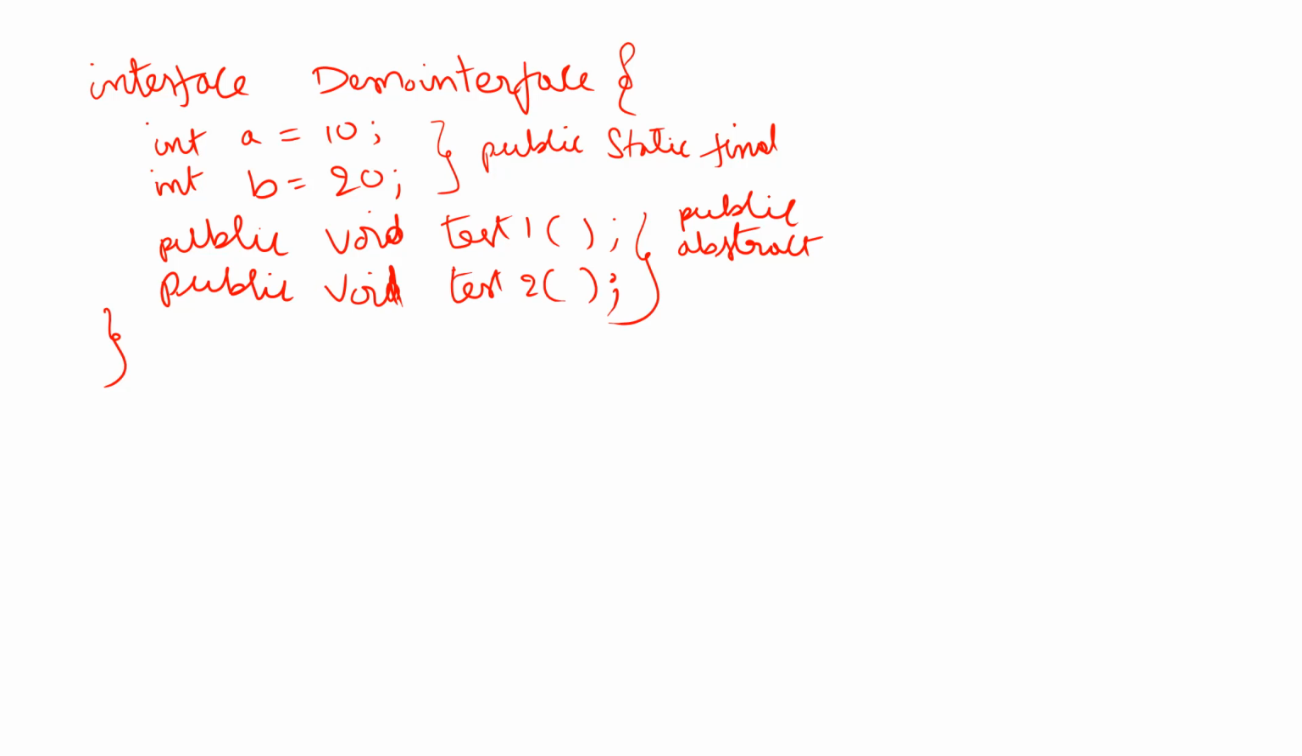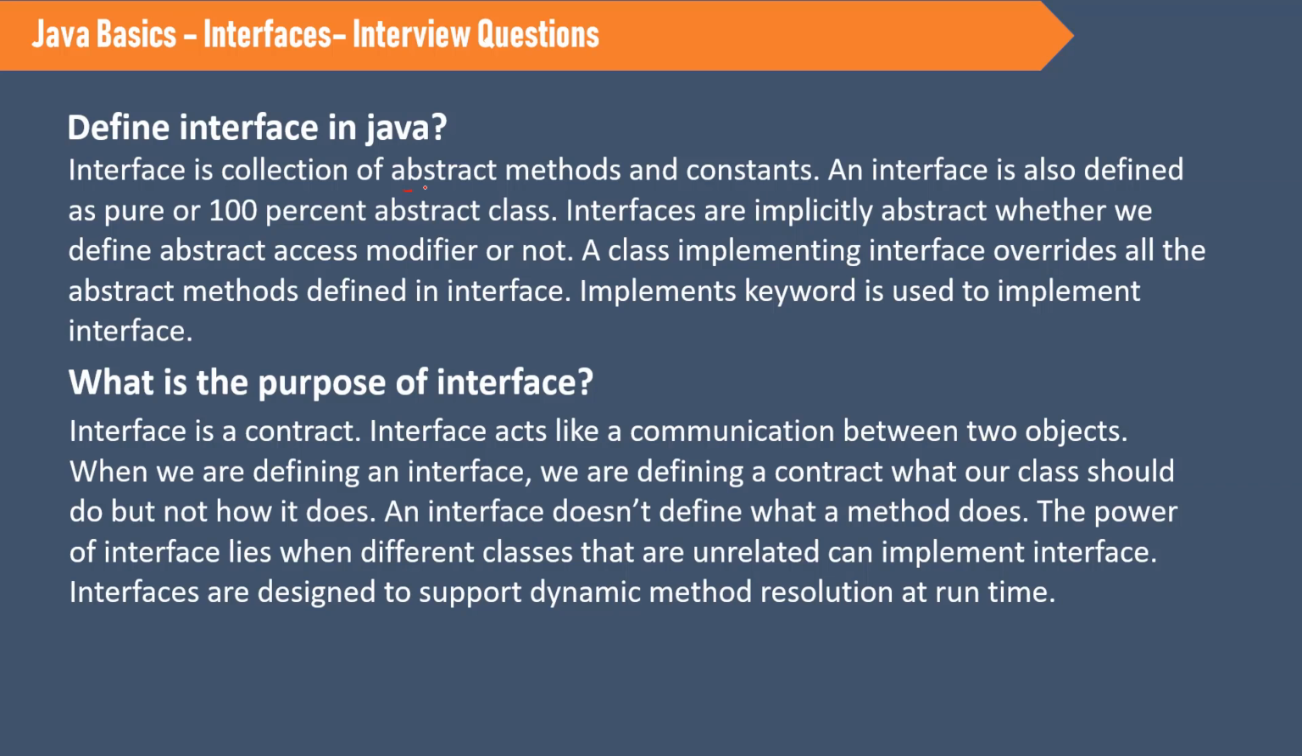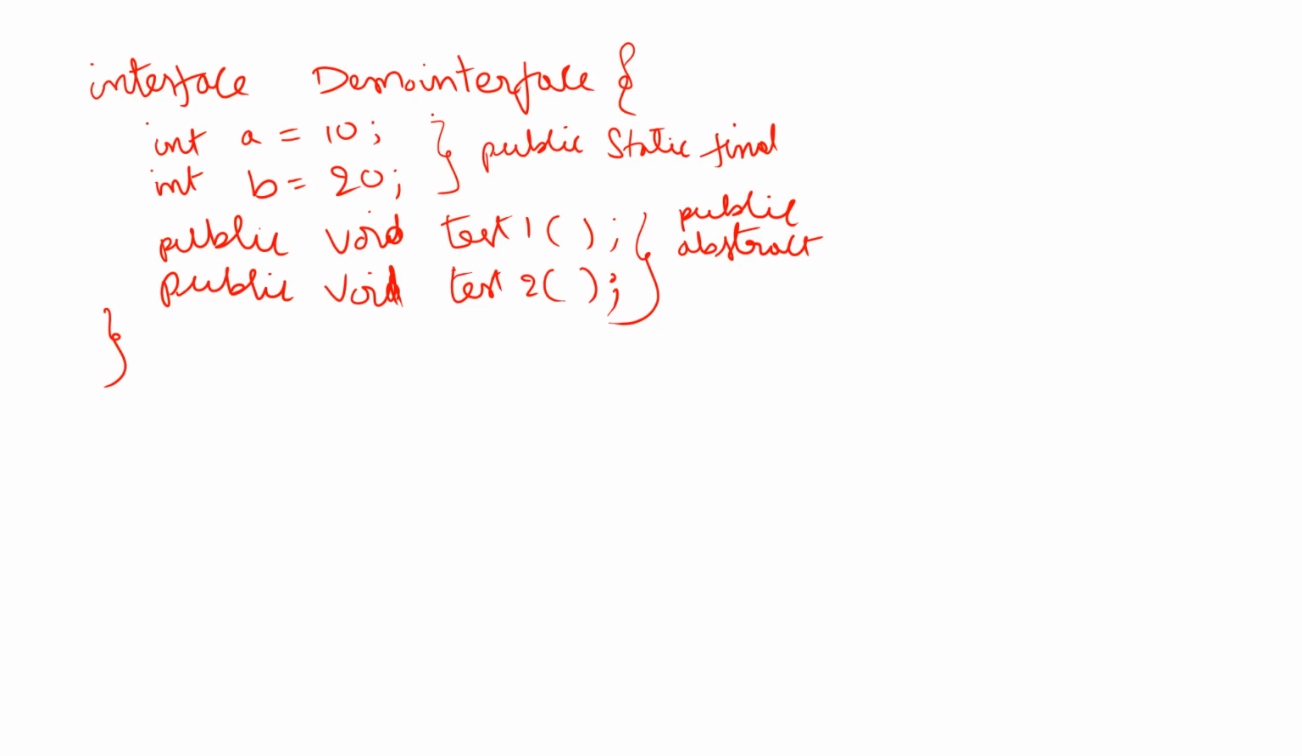So what is an interface? Interface is a collection of abstract methods and constants. So here if you see, this is a collection of abstract methods. So these are by default public and abstract. So these are a collection of variables and abstract methods.